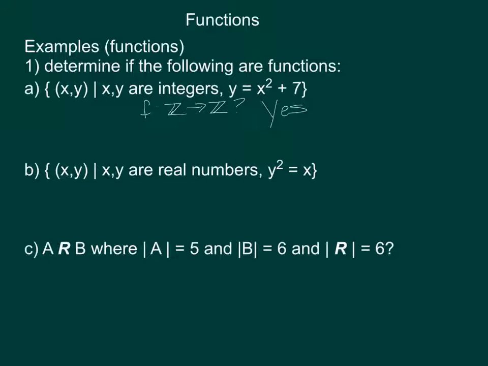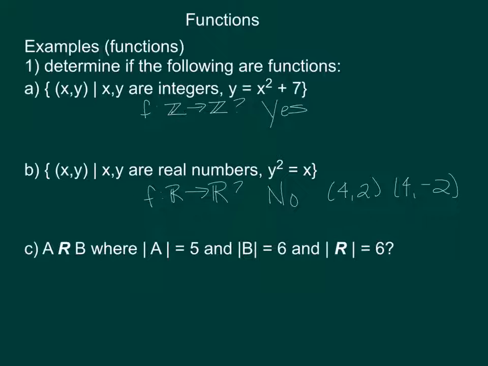Our next example is x and y pairs, where x and y are real numbers, where y squared is equal to x. So the question is, is this a function from the real numbers to the real numbers? And the answer is no, because for the value y equals 4, you have two possible values of x.